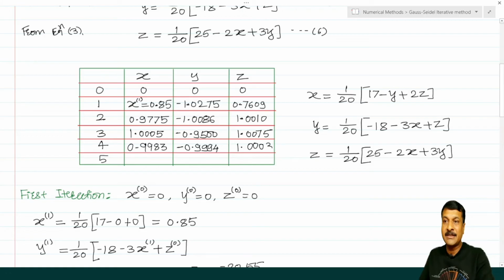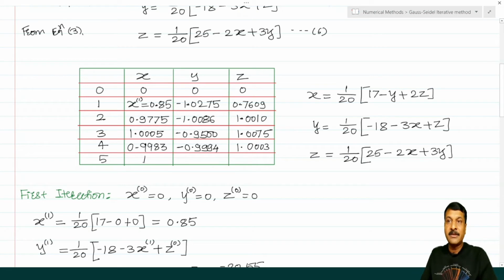1.00026, which means 1.0003. Now the next value, the fifth iteration, again x by the recent values of y and z. I am getting by calculator 17 minus the recent value of y, which is minus 0.9994, plus 2z, the recent value is 1.0003. So that is equal to 20 by 20. So I am getting 1.